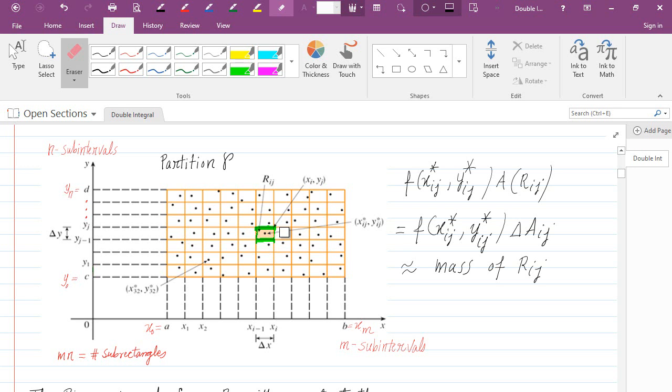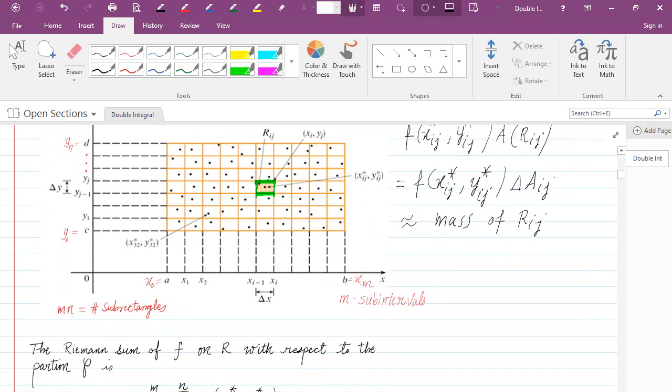So then if I multiply the density at this test point here with the area of this subrectangle, that should be an approximate value of the mass of this subrectangle. So we can do this for every single subrectangle, and then we can add them up to come up with an approximate value of the mass of the entire rectangle.